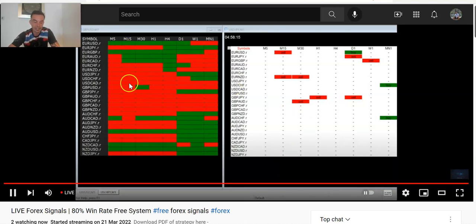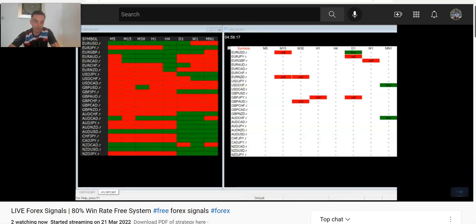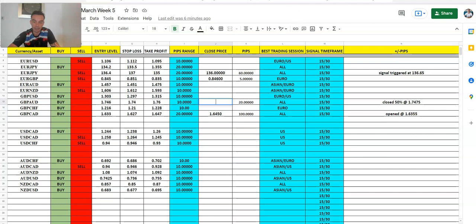So let's get over to the charts and look at the setups. Four trades triggered, all in slight profit. The best one of the day was the great trade on the British pound CAD. You can see what price we opened at, and we'll explain that in a minute.